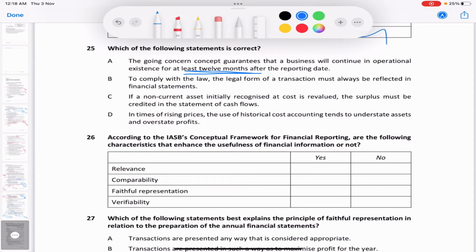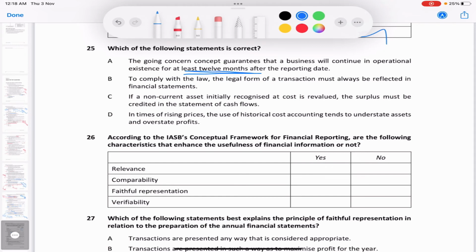To comply with the law, the legal form of a transaction must always be reflected in the financial statement. That is also not true. Why? Because legal things do not have to be mentioned in the financial statement. This has not been mentioned anywhere.